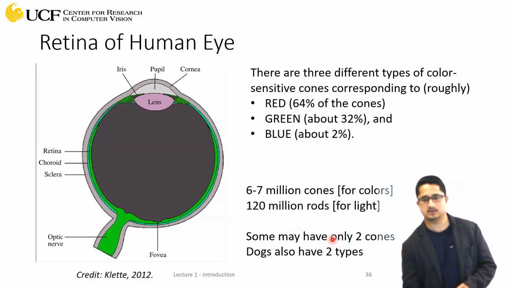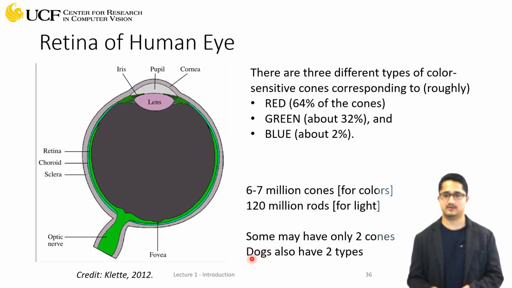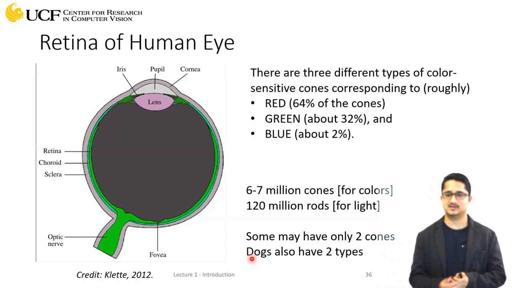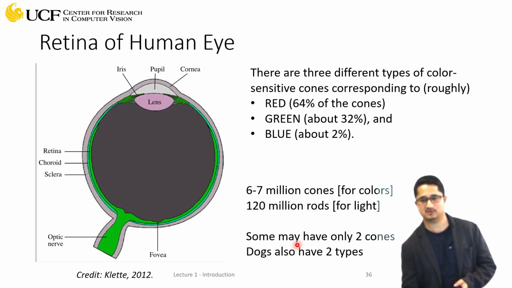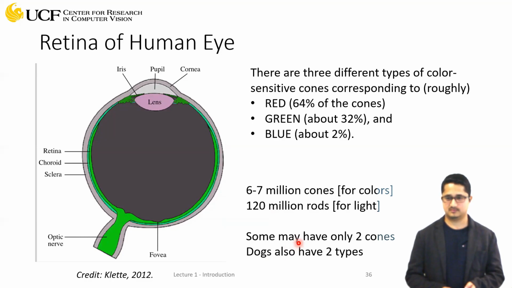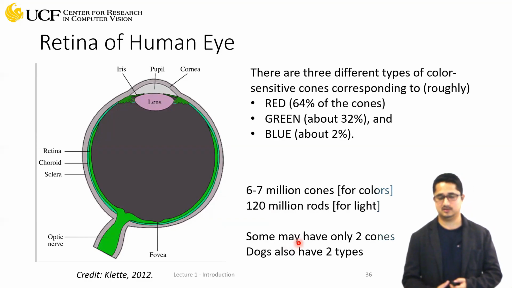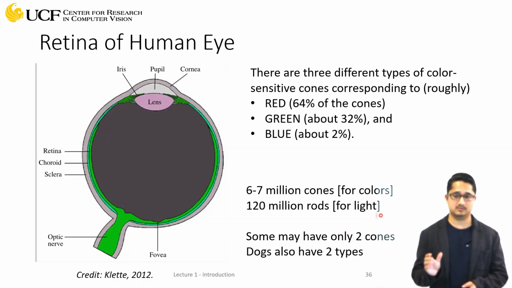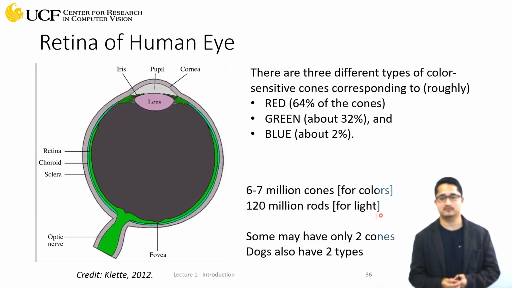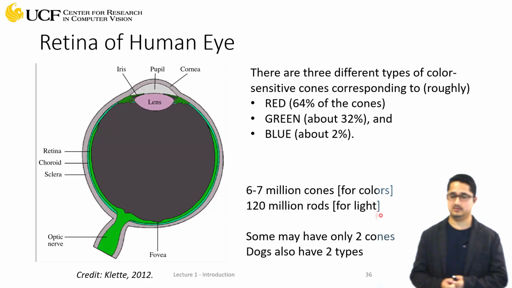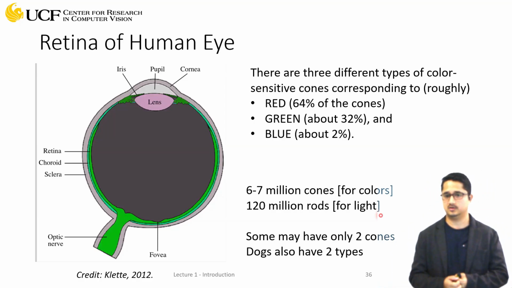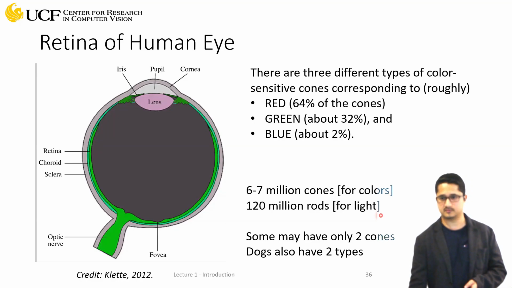As I said, some humans only have 2 cones. Another interesting fact is that dogs also have just 2 types of cones, so the vision of people with only 2 cones is, we can say, the same as that of dogs. The important part is that if you only have 2 cones, you are only able to see those colors for which you have cones present. For example, if you only have red and blue, you will only see those 2 colors. You will never see green.